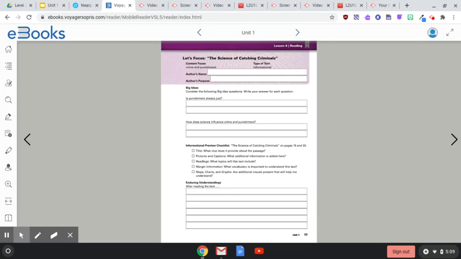Now let's look at the preview checklist on page 17. Informational text preview checklist. Title: what clue does it provide about the passage? Pictures and captions. What additional information is added here? Headings. What topics will this text include? Margin information. What vocabulary is important to understand this text? Maps, charts, and graphs. Are additional visuals present that will help me understand?